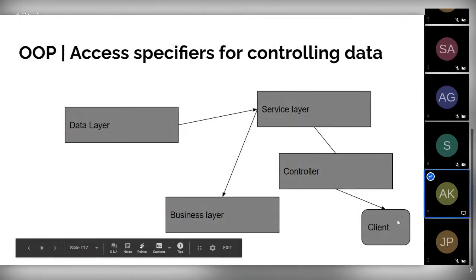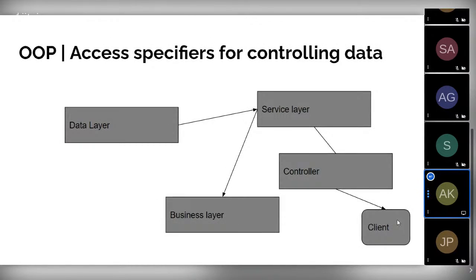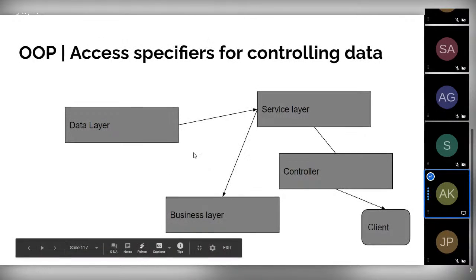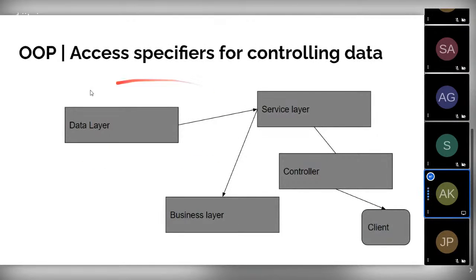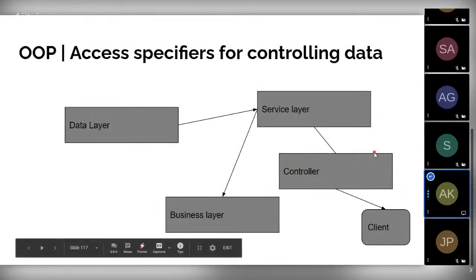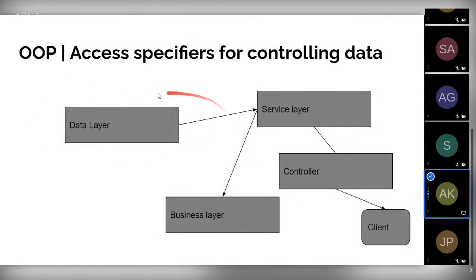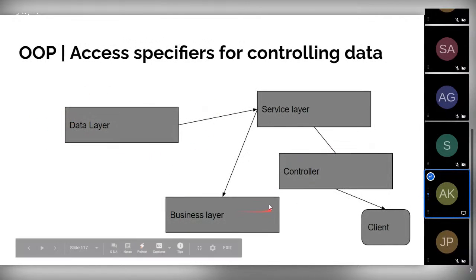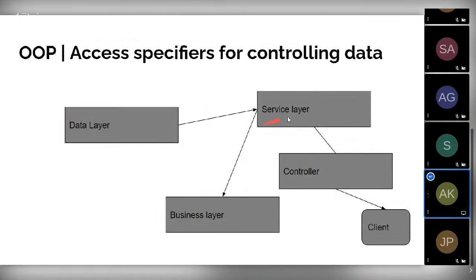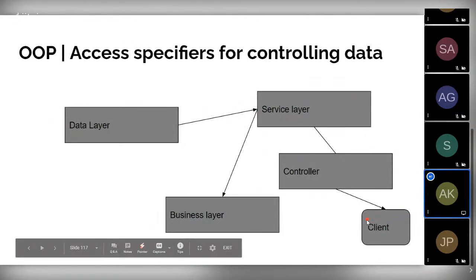So the main point here is that we do not want this data layer to directly interact with the controller. This is called encapsulation. The data access layer should not directly contact the controller. Similarly, the data access layer should not directly contact the business layer. Similarly, the service layer should not directly contact the client.